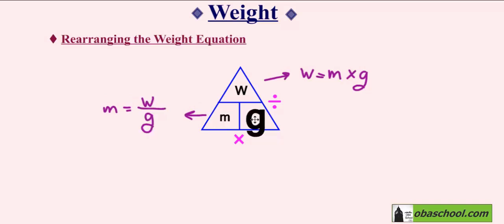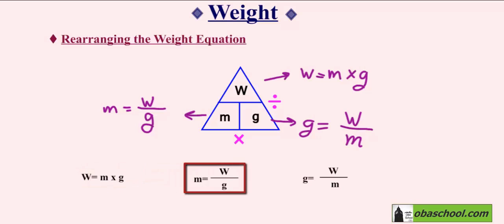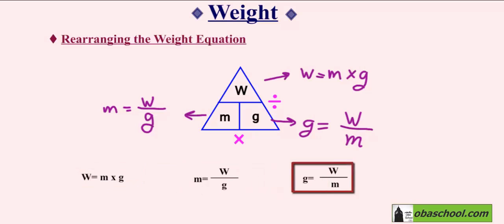And finally, the acceleration due to gravity g is equal to w over m. This will make it easier to memorize these equations. W equals mg, m equals w over g, and g equals w over m.